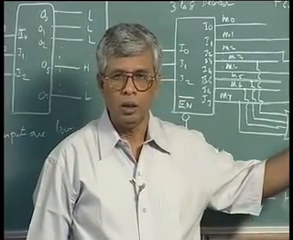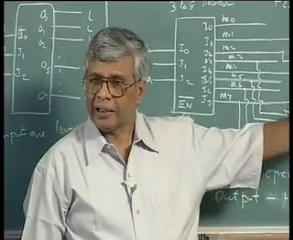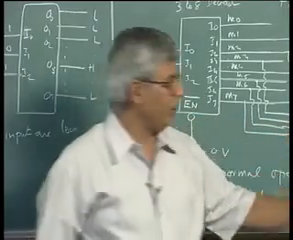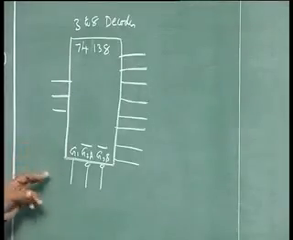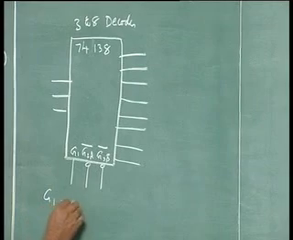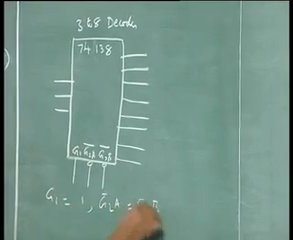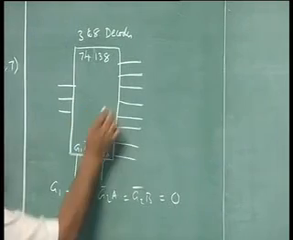Now this particular IC, which is 3 inputs, 8 outputs, has 3 enables. That means for the circuit normal operation, G1 should be high, G2A and G2B should be low. Only then the circuit will have normal operation.